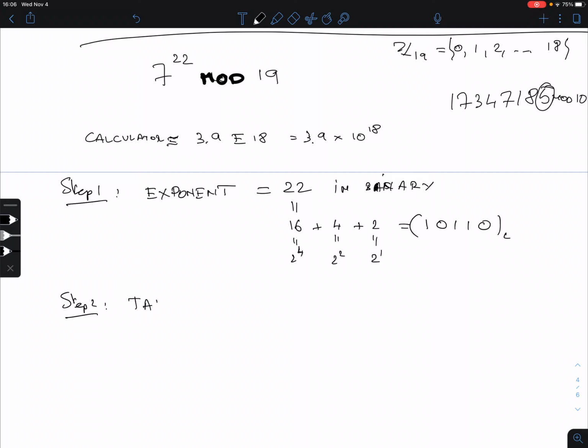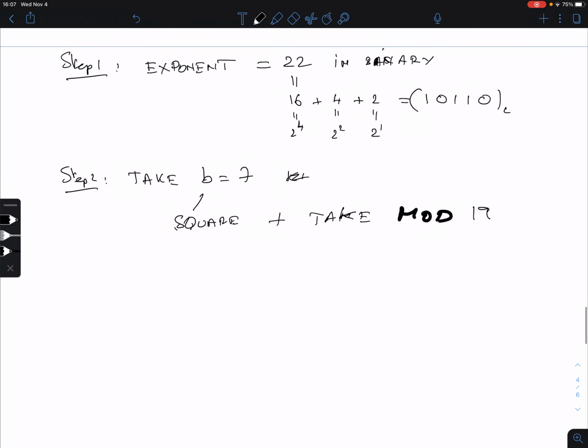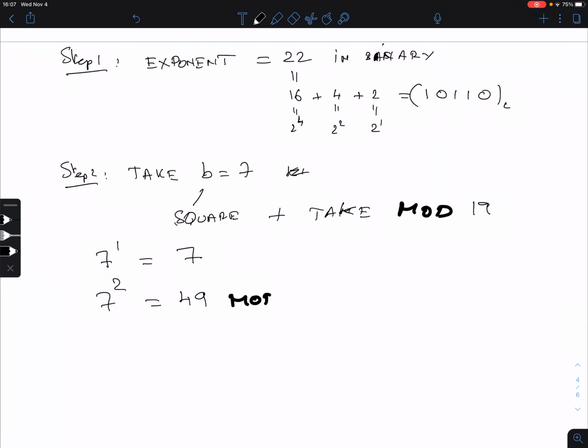You take B, which is our number 7, that we're going to take the powers of, and so we do two things with it. Square, plus take mod 19 of it. Okay, so what do I mean? So here is 7. 7 to the power 1 is of course just 7. Now we take 7 squared, which is 49, but I'm going to take the mod 19 of it.